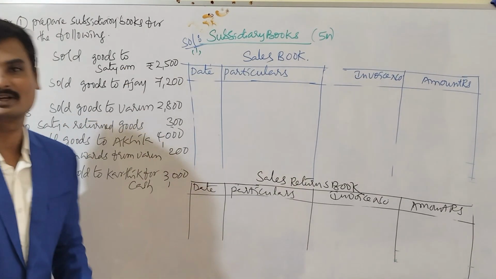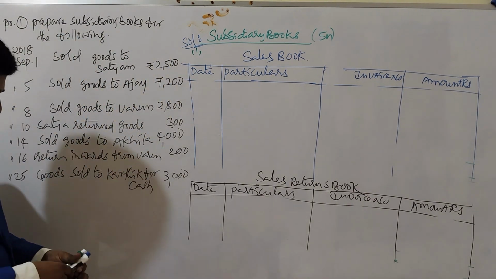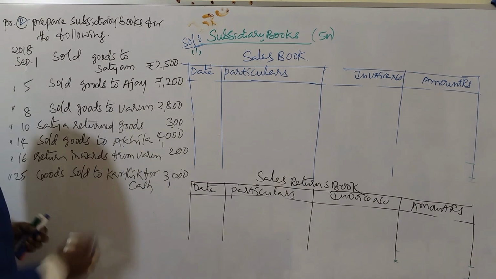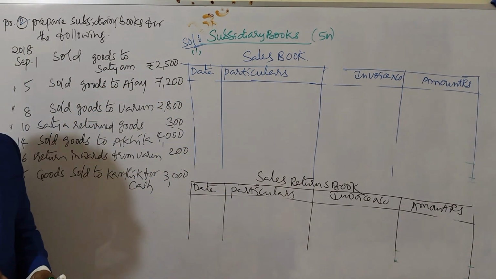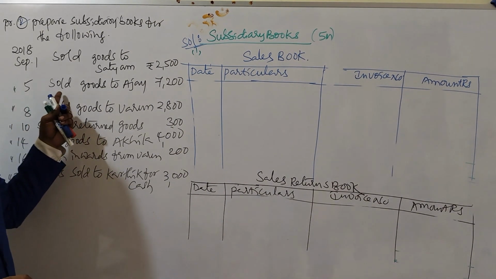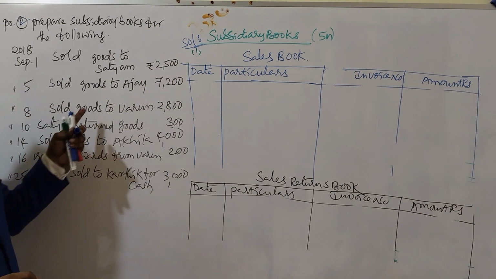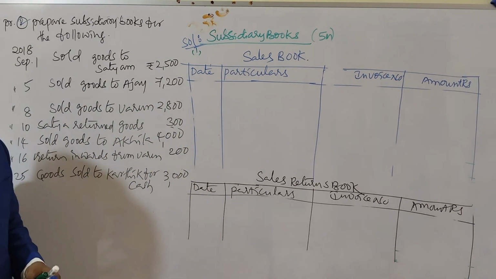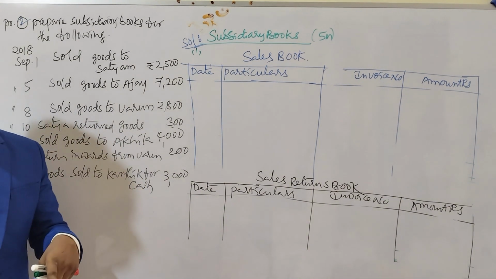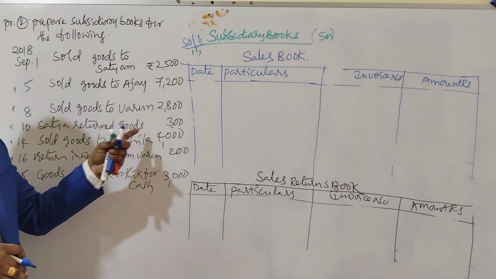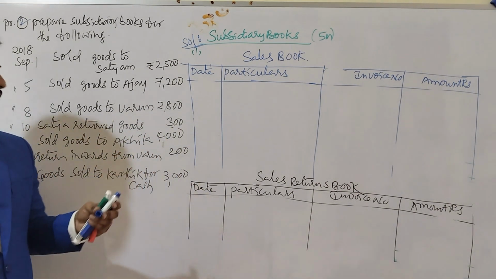Dear students, so here is exercise number 2. Prepare subsidiary books for the following. 2018 September 1, sold goods to Satyam rupees 2500. On 5th September sold goods to Ajay rupees 7200. On 8th September sold goods to Varun for rupees 2800. On 10th September Satya returned goods. We are not selling, Satya is returning goods for rupees 300. On 14th September sold goods to Akila 4000.